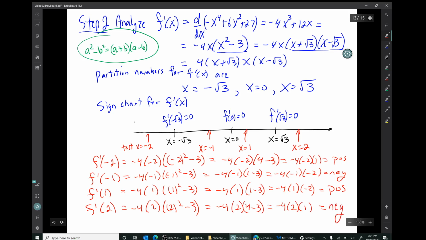So there are our sign calculations. So we put that on the sign chart. So there is our sign information put on the sign chart. Now, what are we supposed to do with this? Well, we're supposed to figure out what it tells us about where f is increasing and decreasing and where f has local extrema. We'll do that on the next page.